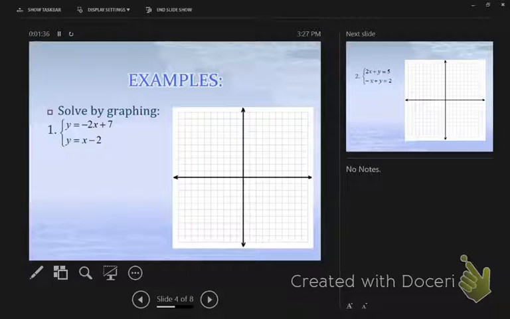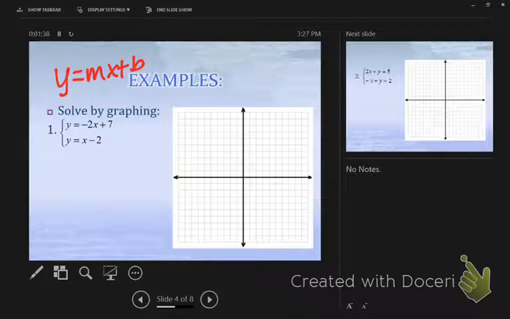All right, so let's practice solving these by graphing. So we're going to graph both lines and look for where they intersect. To graph y equals negative 2x plus 7, this is in slope-intercept form, y equals mx plus b. So on this one, our y-intercept is 7.